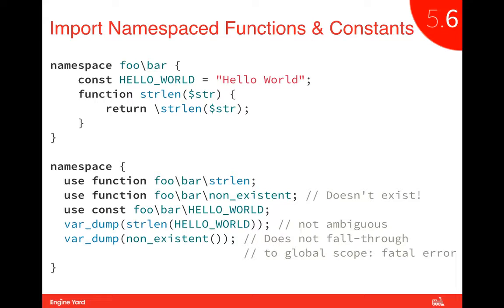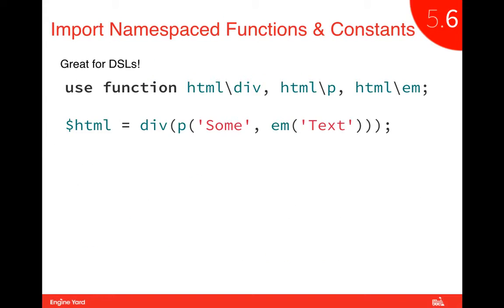It's the same thing with functions. You can use a function that doesn't exist. However, if you then try to actually call it, it doesn't fall through to the root namespace, it doesn't fall through to the default namespace. So for example, if strlen didn't exist and I tried to use it, it would then fatal error any time I tried to use strlen in that file. So that's the change in 5.6.